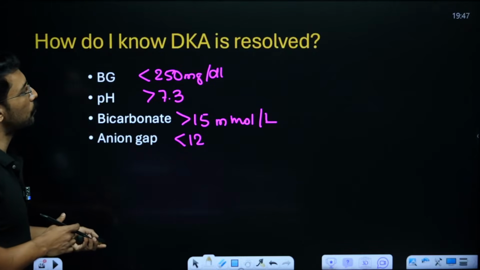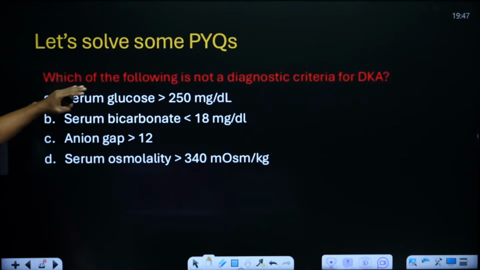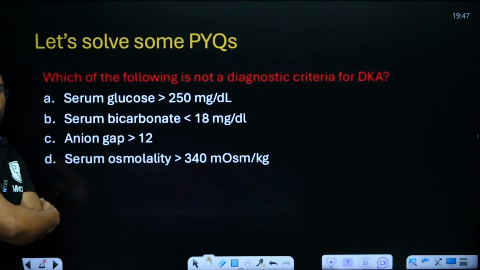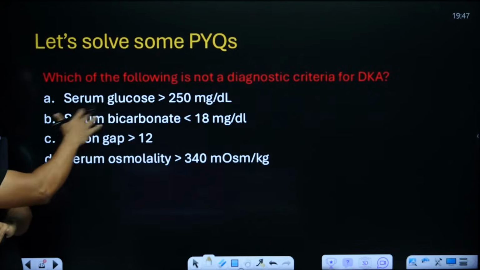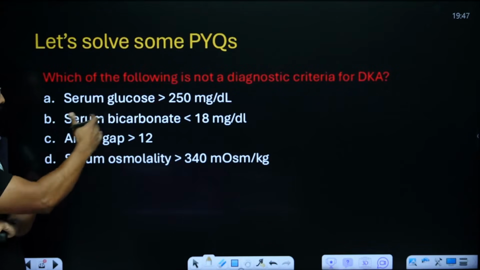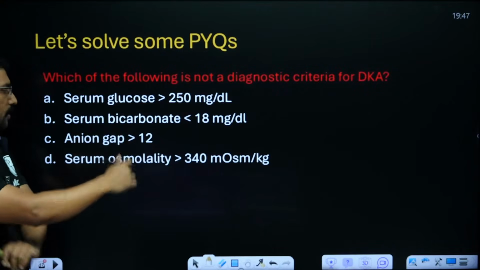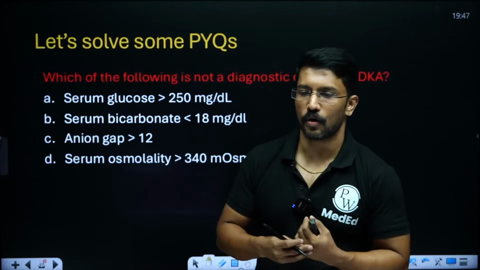So let us take one or two MCQs before we wind up for the day. Here's the first question. Which of the following is not a diagnostic criteria for DKA? I just discussed it, so hopefully you should be able to answer. Serum glucose more than 250, serum bicarbonate less than 18, anion gap more than 12, serum osmolality more than 350 milliosmoles per liter. Which of the following is not?